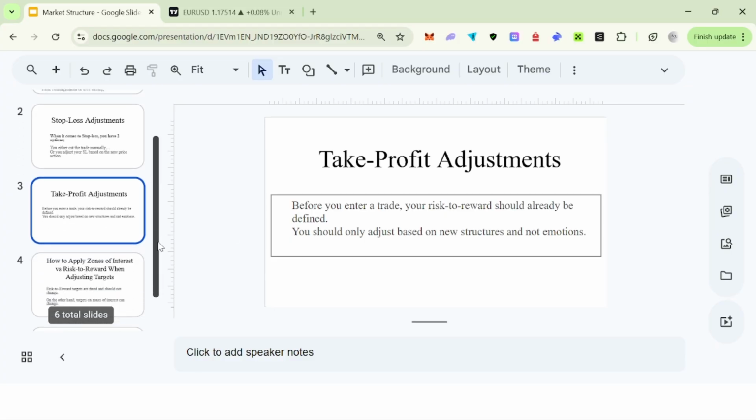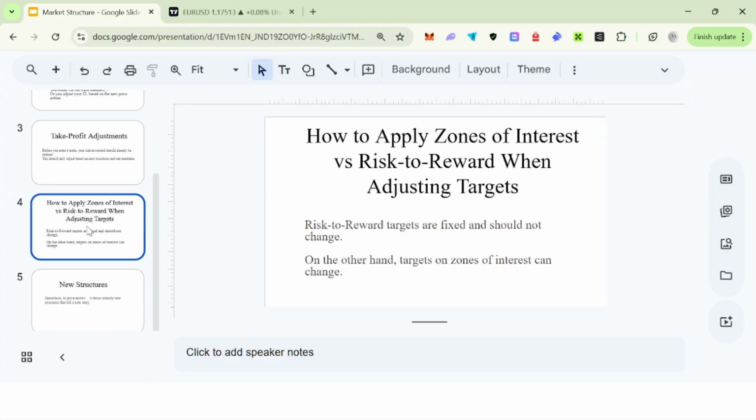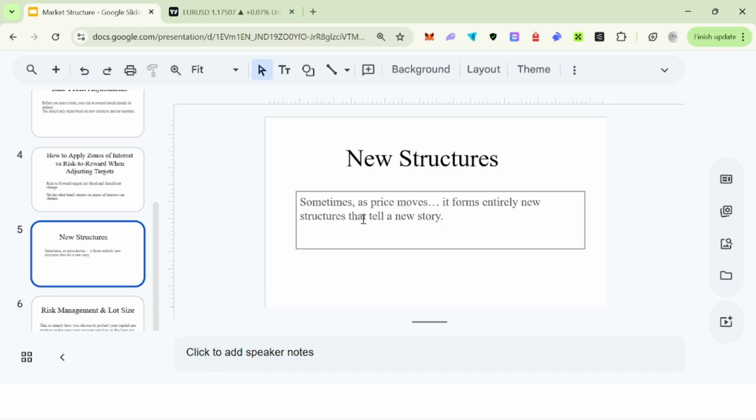And that took us to how to apply these zones of interest and risk to reward when adjusting the targets. And we said risk to reward targets are fixed and should not change, while on the other hand, targets on zones of interest can change. And that brings us to new structures. Sometimes as price moves, it forms entirely new structures that tell a new story, which should help you know what to do and how to reassess your trade and your setup and position to make sure that you are not losing money.